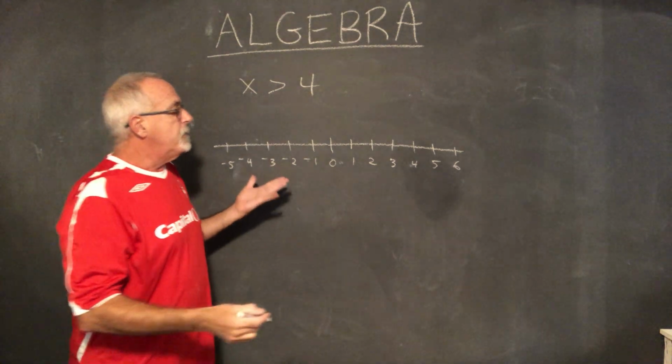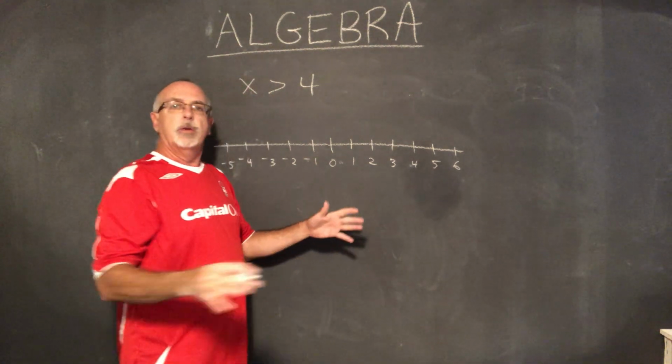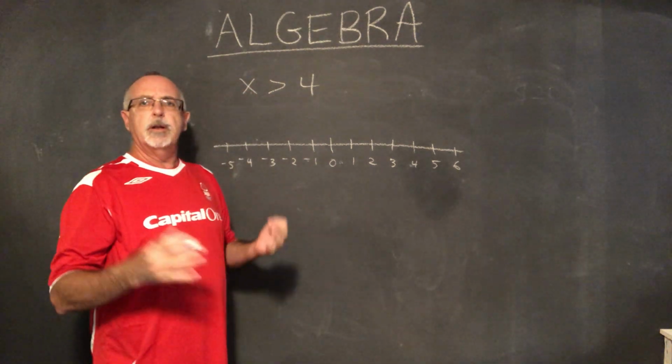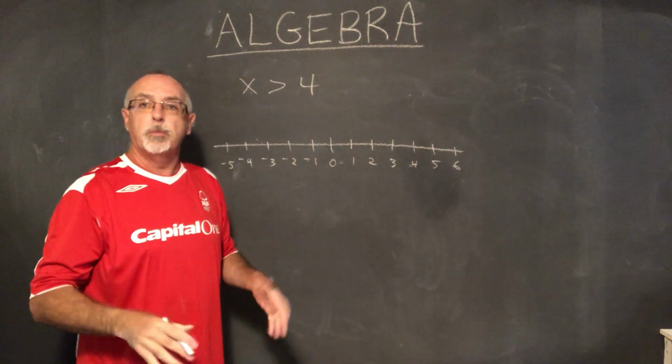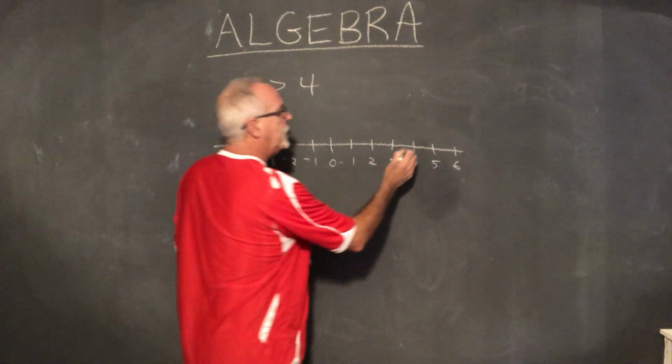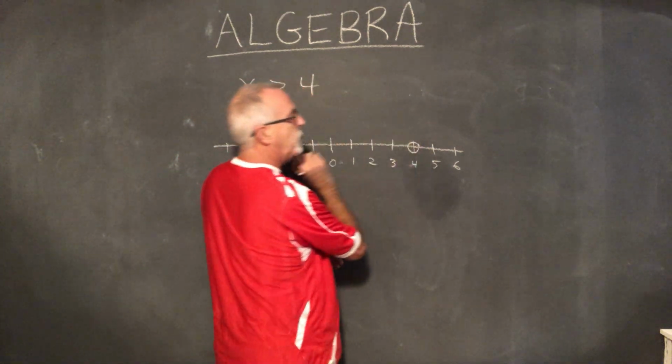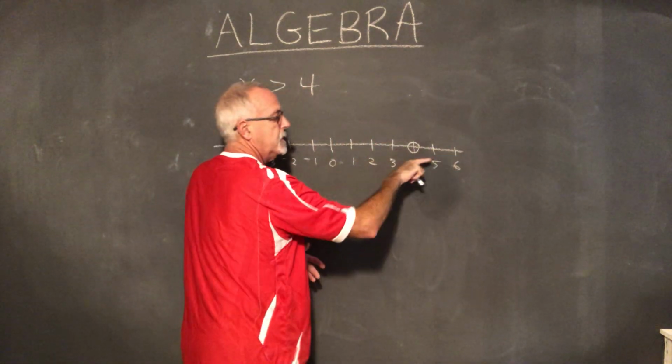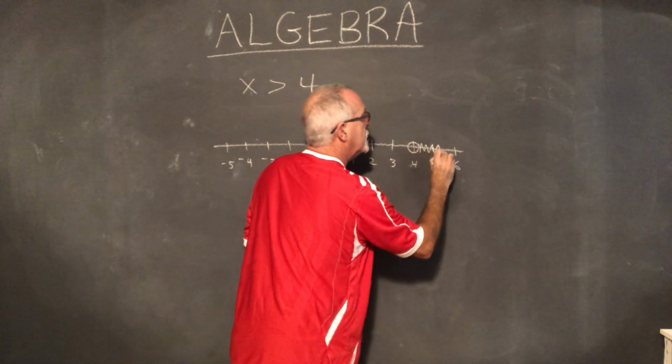What numbers are greater than 4? We're operating within the universe of real numbers, so even numbers like 4.1 or 4.03 are greater than 4. So the way we show that on the number line is we put a circle around the 4. Greater than means we're going in this direction, so we use shading.